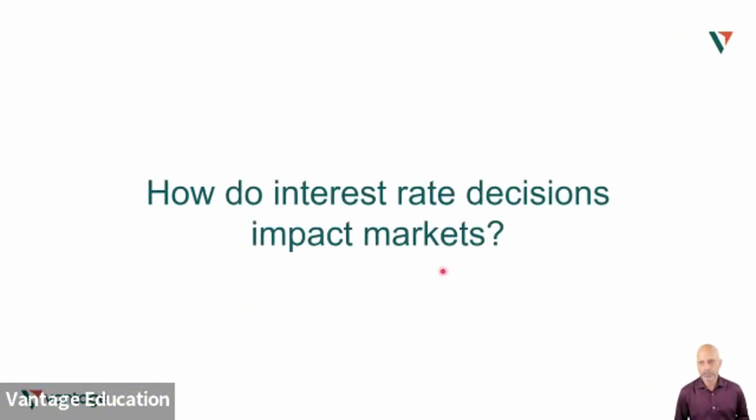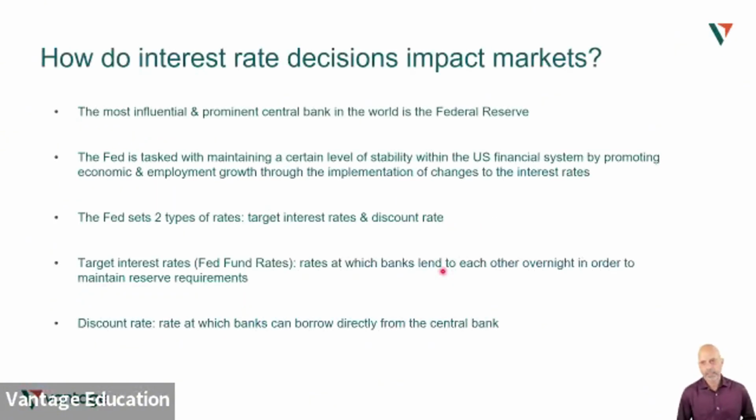Now, how do interest rate decisions impact markets? Well, first of all, as I mentioned, the most influential and prominent central bank in the world is the Federal Reserve. Now, what is the purpose of the Fed? Why have they come into existence? Well, basically, they are tasked with maintaining a certain level of stability within the US financial system by promoting economic and employment growth through the implementation of changes to interest rates.